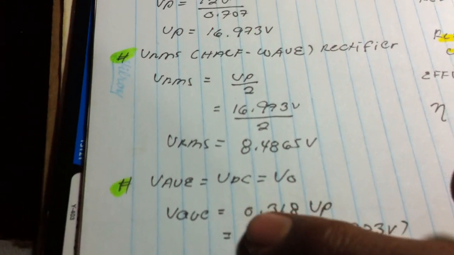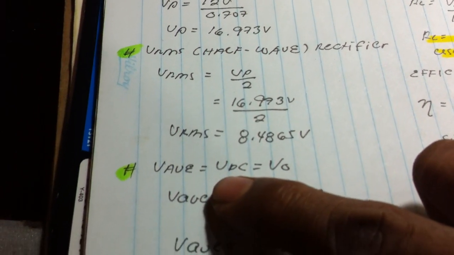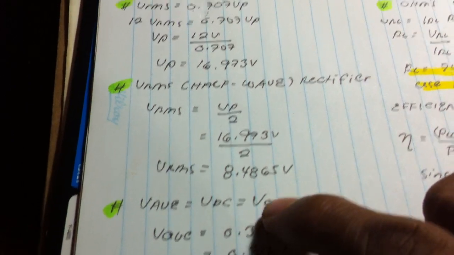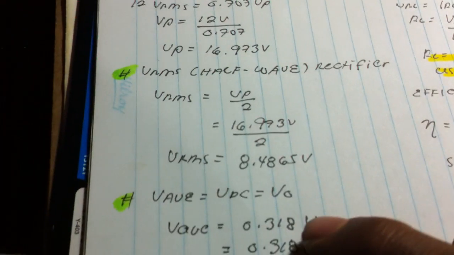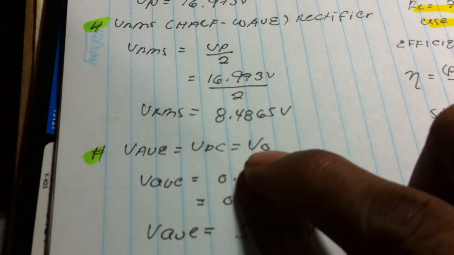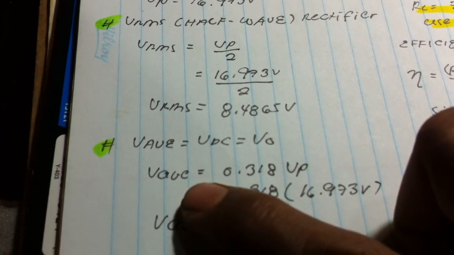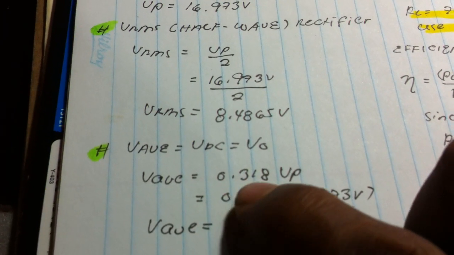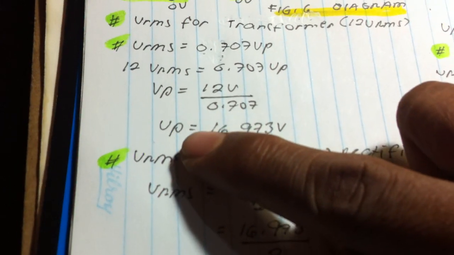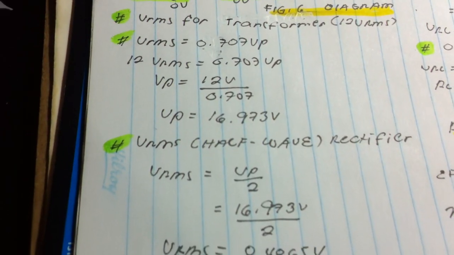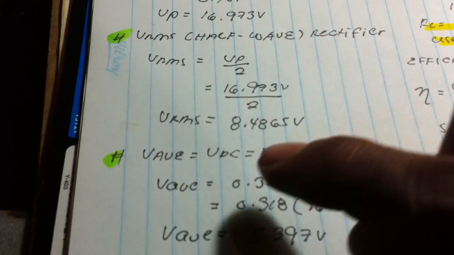And now, here is the voltage average, also equal to voltage DC, also equal to voltage output. That is what we're going to solve, voltage output. So since they are all equal, voltage DC, average, and voltage output, we have a new formula. Voltage average is 0.318 times voltage peak. As I've said, we are always using voltage peak in the calculation because that is the sine wave we're going to use.